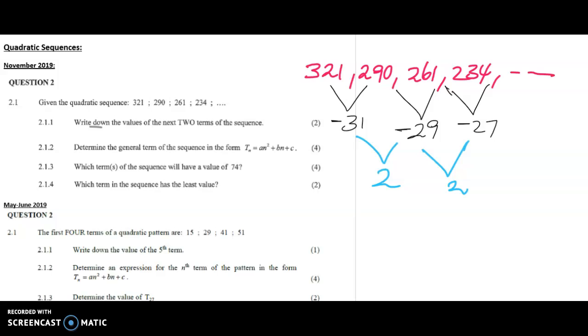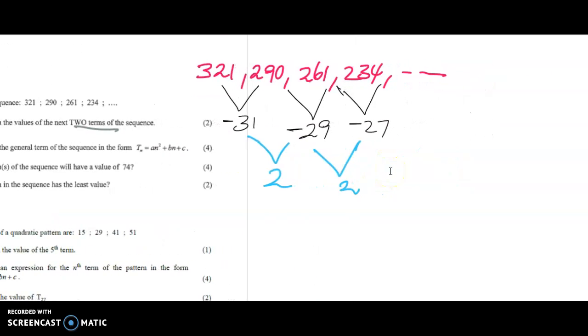So for the first question, it requires us to write down the values of the next two terms of the sequence. So okay, I'm going to need a little bit of space. So you want the next two terms. So we know that we add 2 to get negative 29, add 2 to get negative 27, add 2 to get negative 25, and negative 23. So that's what we're going to be having.